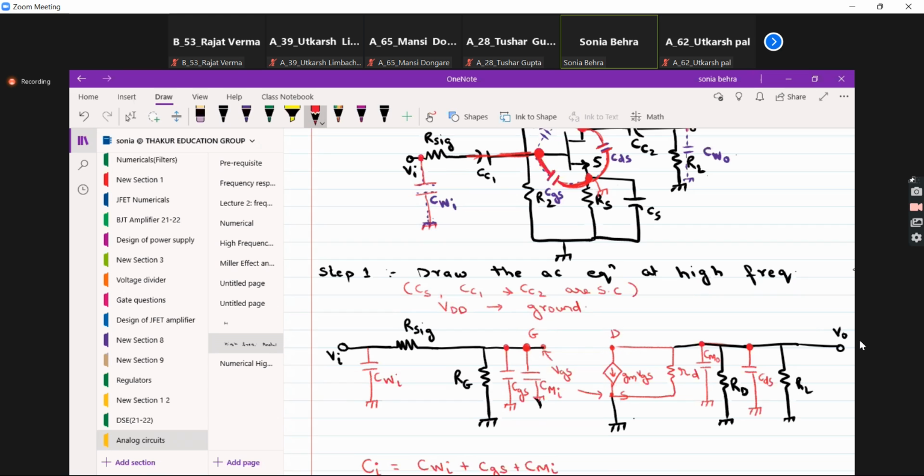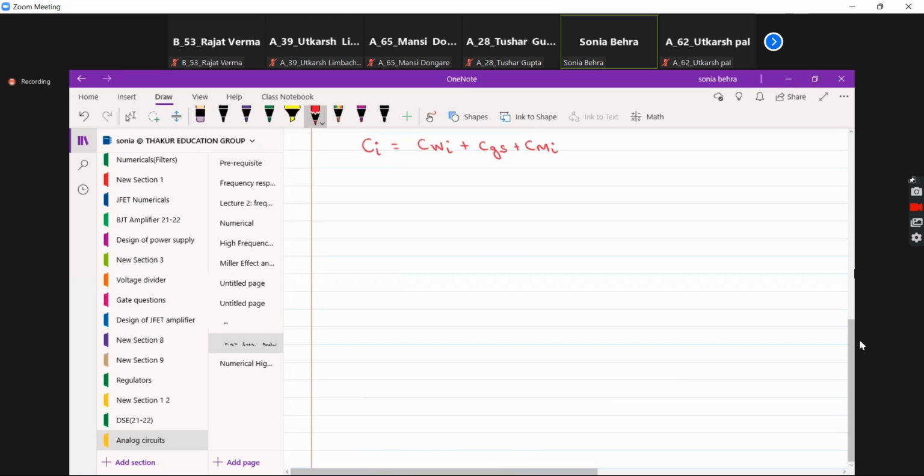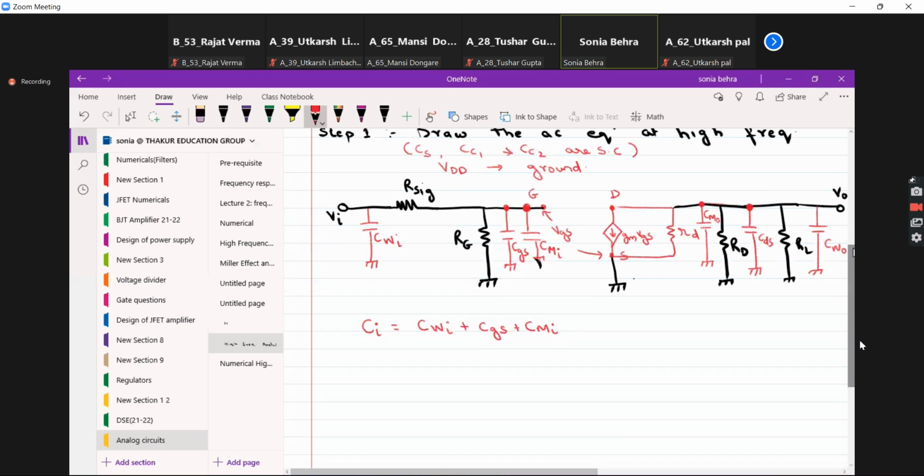अब लास्ट कैपेसिटर हमारा कौन सा है? आउटपुट से CWO which is going to ground. Clear? Is this clear? आउटपुट से CWO which is connected to ground. तीनों कैपेसिटर्स क्लियर है? आउटपुट साइड कनेक्शन?